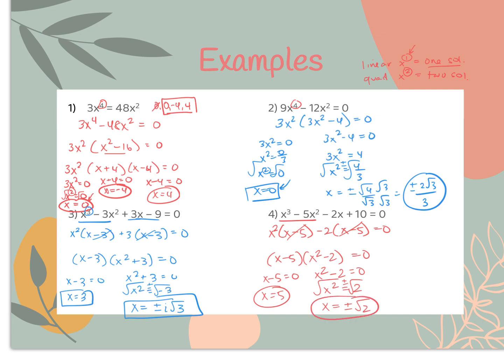And so notice I have 3 solutions, 5, positive radical 2, and negative radical 2. And that's what I'm supposed to have. So again, these are pretty straightforward. These aren't too complex. They're going to get harder, much harder.